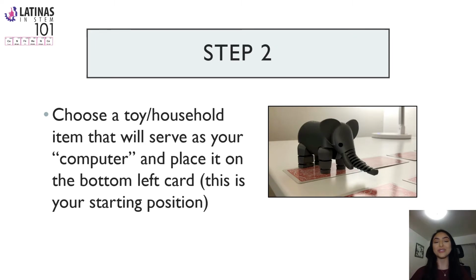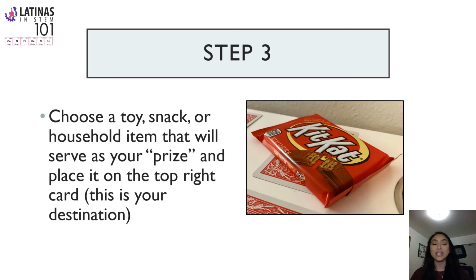Step 2 is to choose a toy or any small household item that you can find that can serve as your computer and place it on the bottom left card, as this is going to be your starting position. And in this example, we're going to be using an elephant as our computer. Step 3 is to choose a toy, a snack, or any small household item that you can find that can serve as your prize and place it on the top right card, as this is going to be your destination. And in this example, we're going to be using a Kit Kat bar as our destination.